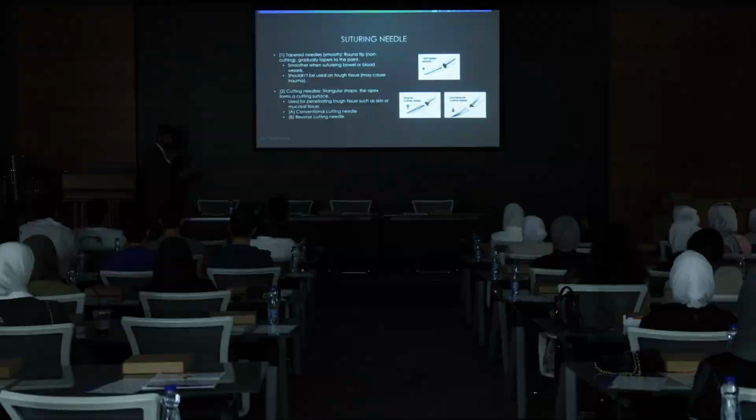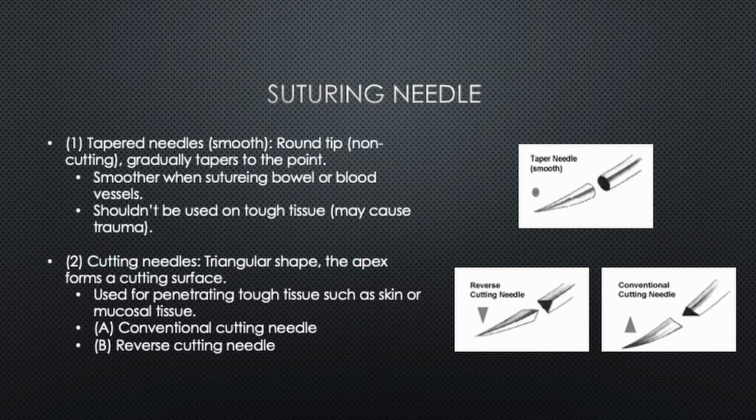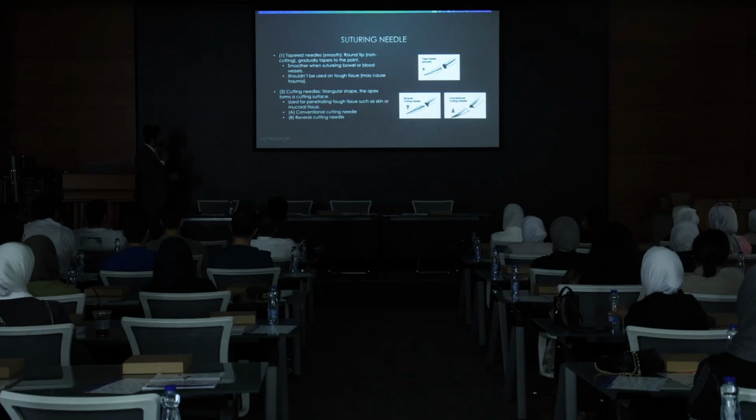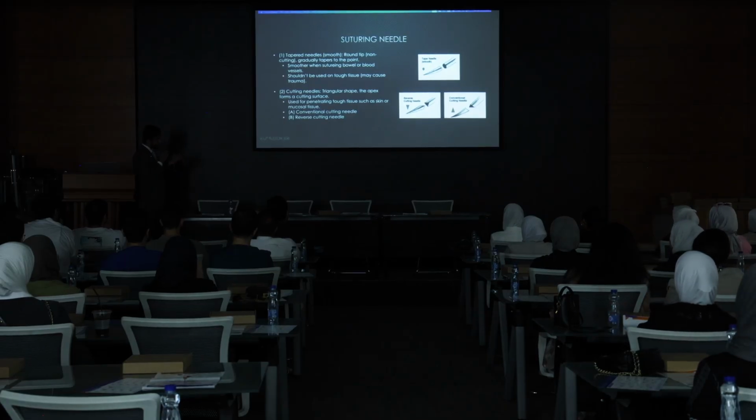Also, suturing needles come in different shapes: tapered or cutting needles. The tapered ones are usually used in the abdomen. They are round and smooth. They gradually taper towards the point. They shouldn't be used on tough tissue because they may cause trauma. They sometimes could be used on blood vessels, actually.